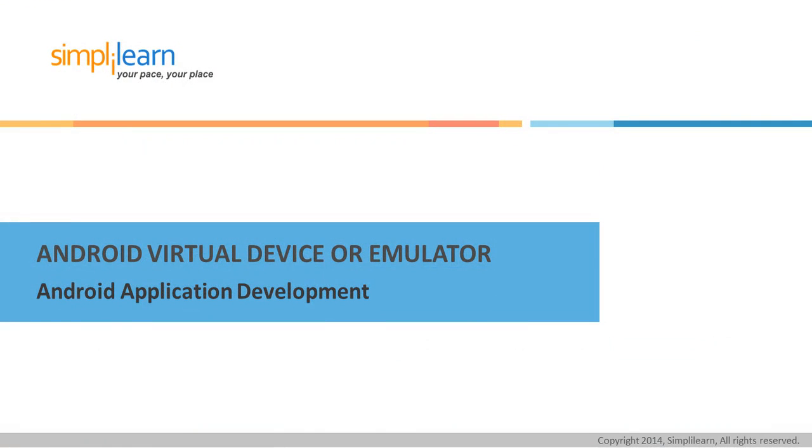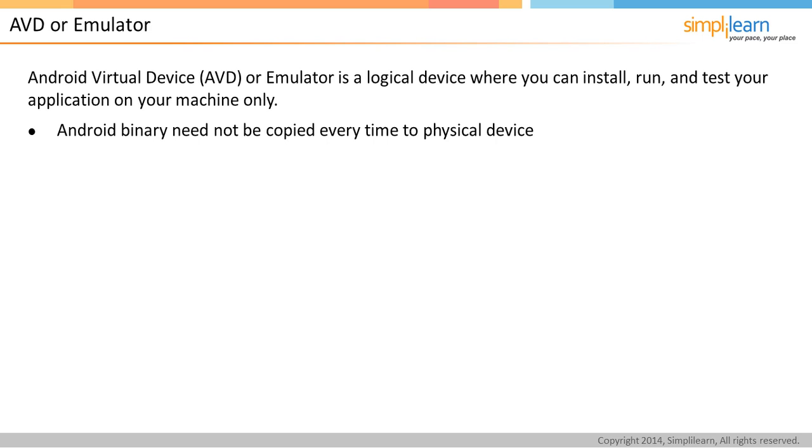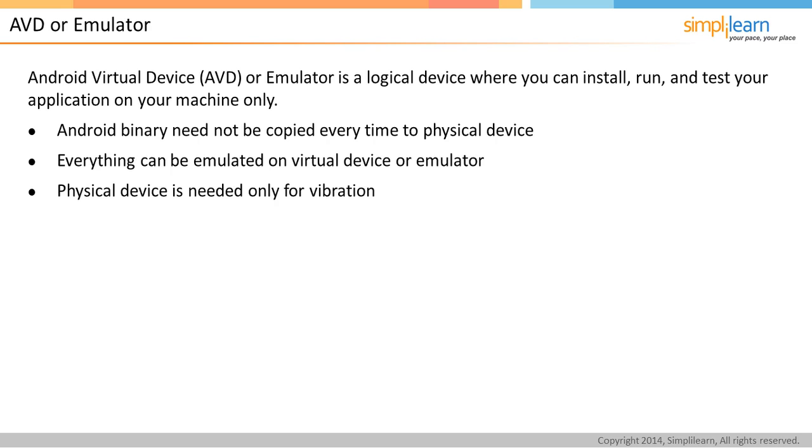Let us look into the new topic, Android Virtual Device or Emulator. Android Virtual Device, AVD, or Emulator is a logical device where you can install, run, and test your application on your machine. There is no need to copy the Android binary every time to a physical device. Everything can be emulated on a virtual device or emulator. The only thing that requires a physical device is vibration.